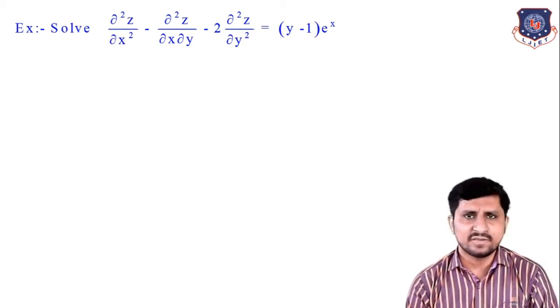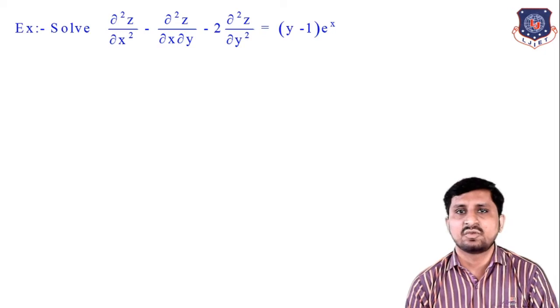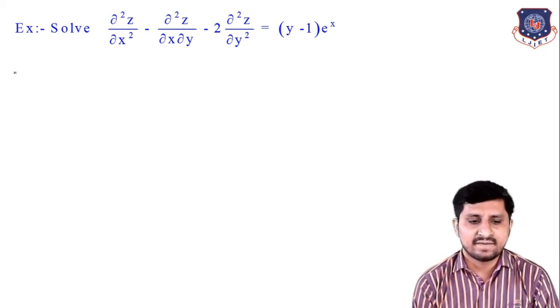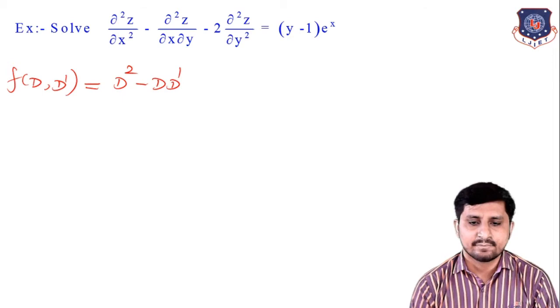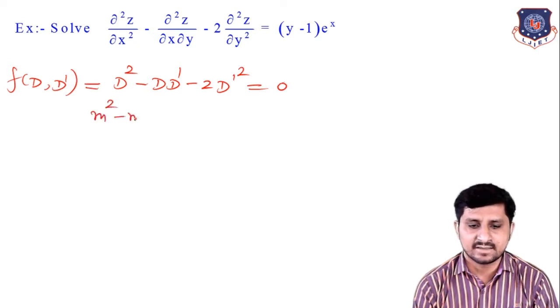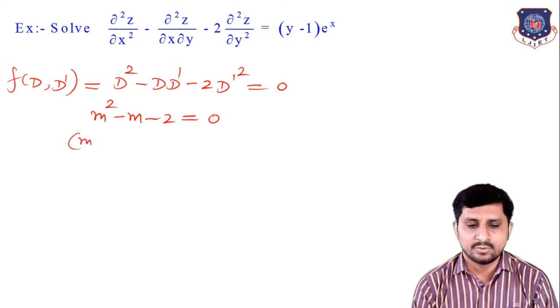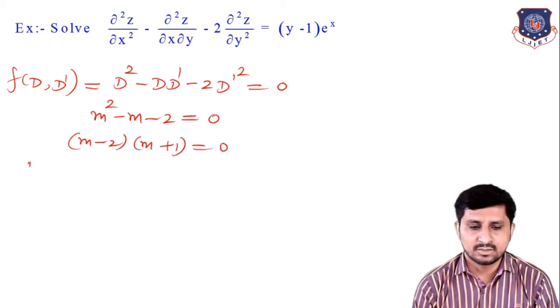Now first of all, as you all know, we have to find the complementary function. So what is my f of D, D dash? f of D, D dash is equal to D square minus D D dash minus 2 D dash square, that is equal to 0, and the function of m is m square minus m minus 2, that is equal to 0. Factorization of this second degree polynomial, we know, is m minus 2 into m plus 1. So what are the roots? Roots are 2 and minus 1.